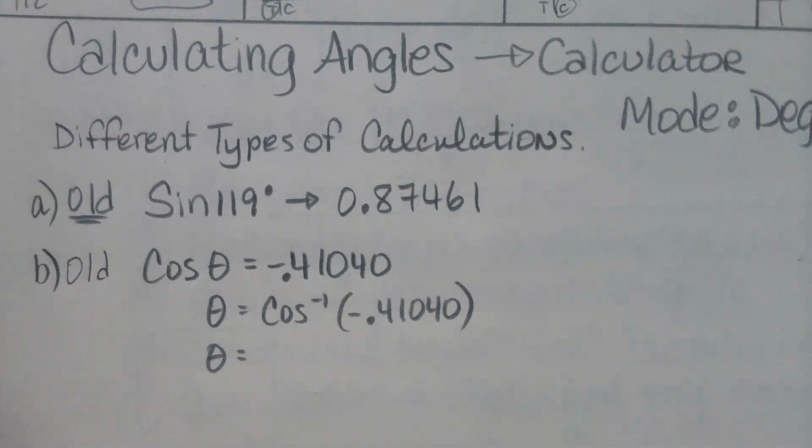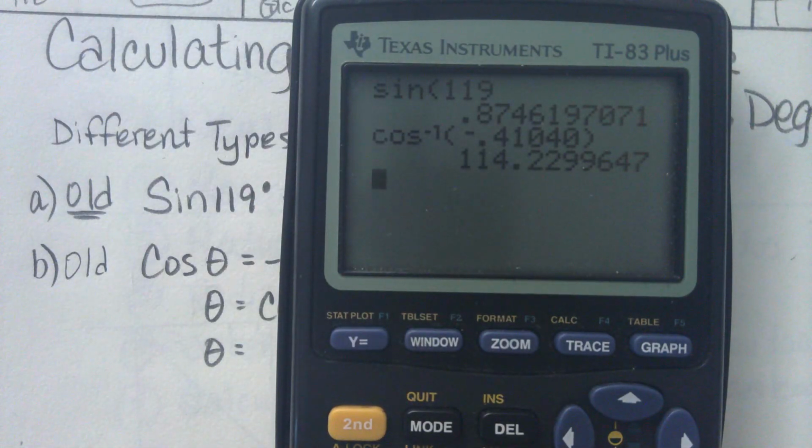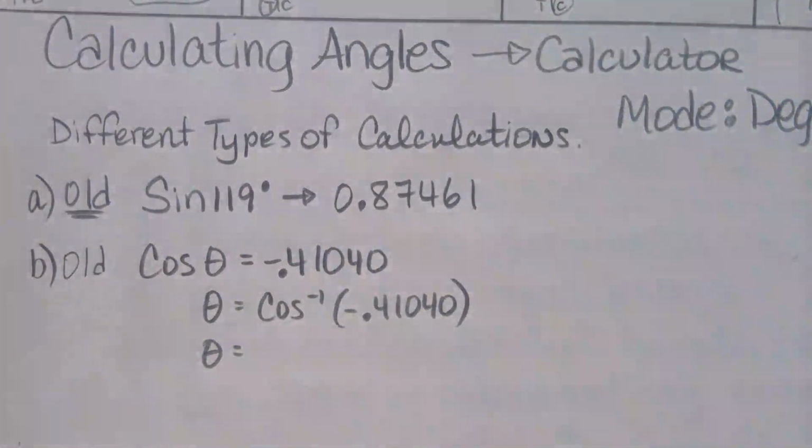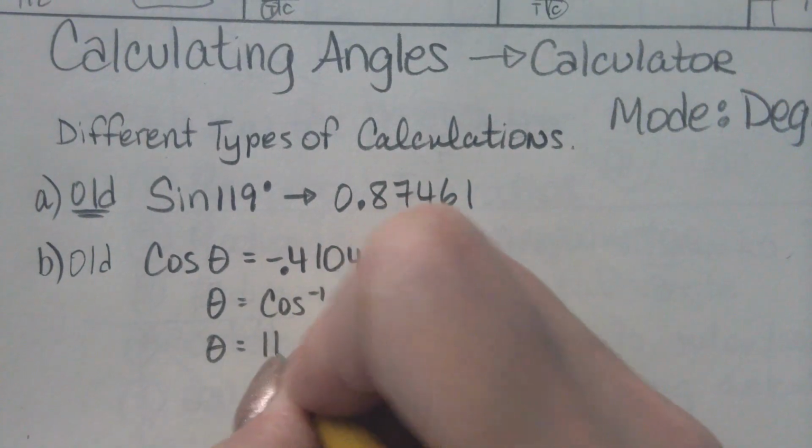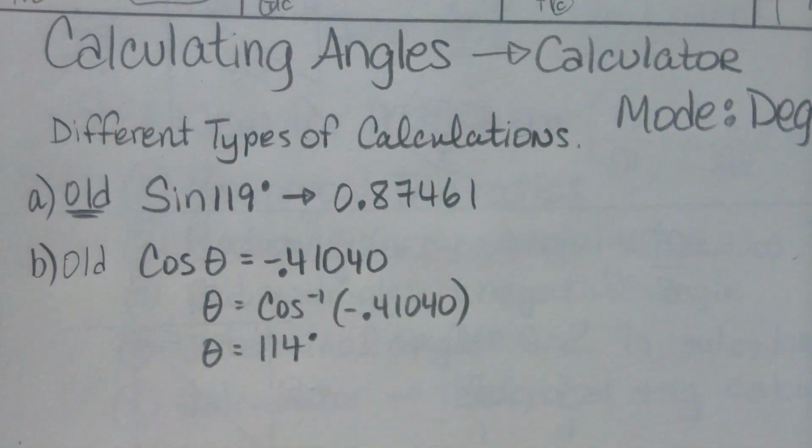Now, depending on what it's asking you for, when you do that, you're going to end up with 114 degrees, right? Which is what we want. If I was wanting the reference angle, I would subtract it from 180, depending on the calculation, but this is what I want. So there's the two calculations from the old time. So let's throw in some new stuff.